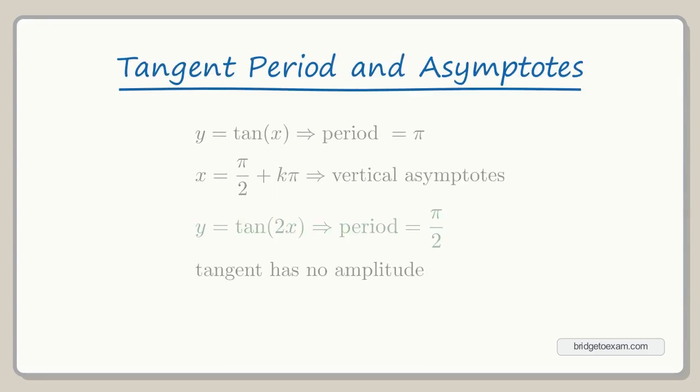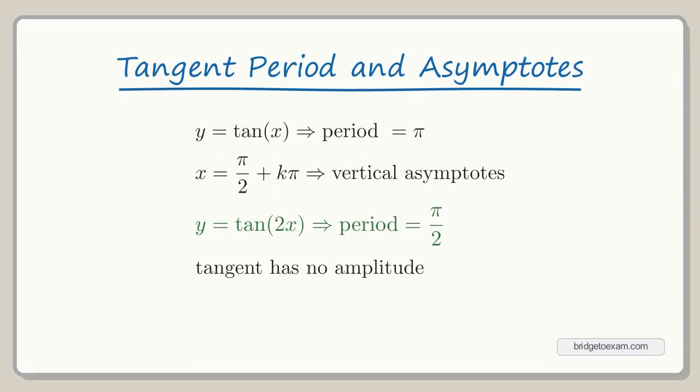The tangent parent graph has period pi and vertical asymptotes at pi over 2 plus k pi. For y equals tangent of 2x, the period becomes pi over 2, so the asymptotes occur more frequently.